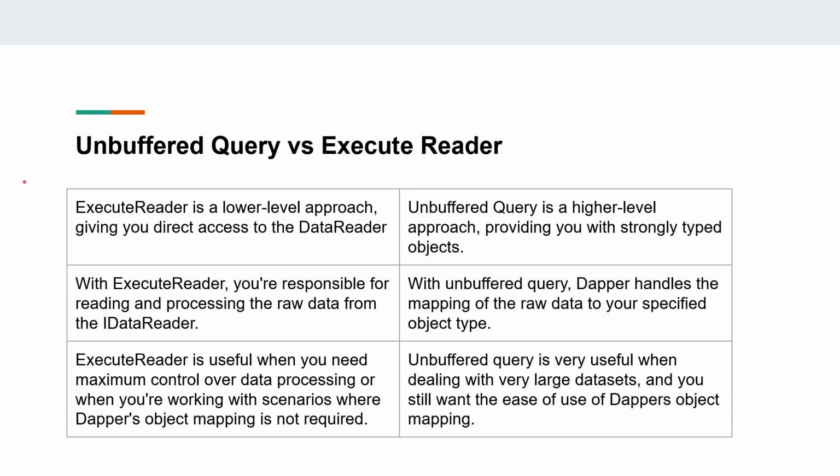ExecuteReader is a lower level approach. This gives us direct access to the data reader. Unbuffered query is kind of a higher level approach. This provides us strongly typed objects. So guys, under the hood, when we are using unbuffered queries, it will actually use an ExecuteReader. Unbuffered query provides us an additional feature, that is object mapping. And object mapping is not available when we are using an ExecuteReader.